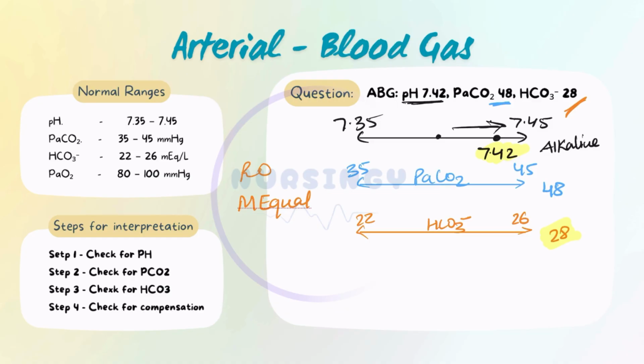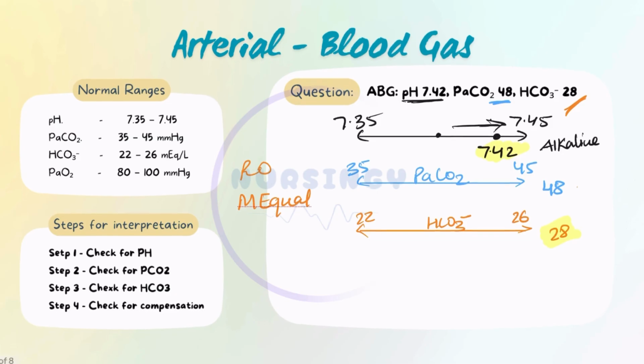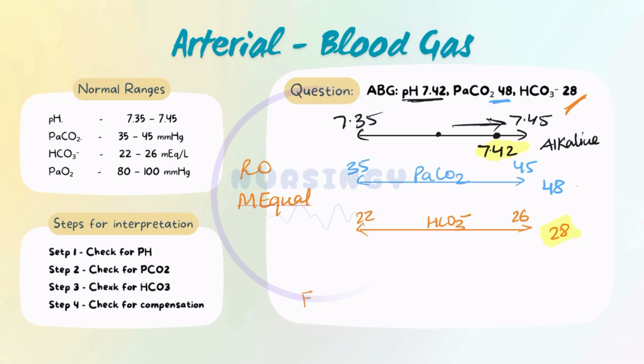But in this scenario, because the 48 PaCO₂ is also out of range, this one is fully compensated, because pH is normal and all the other values, PaCO₂ and HCO₃, are abnormal, out of range. So it will be fully compensated metabolic alkalosis.